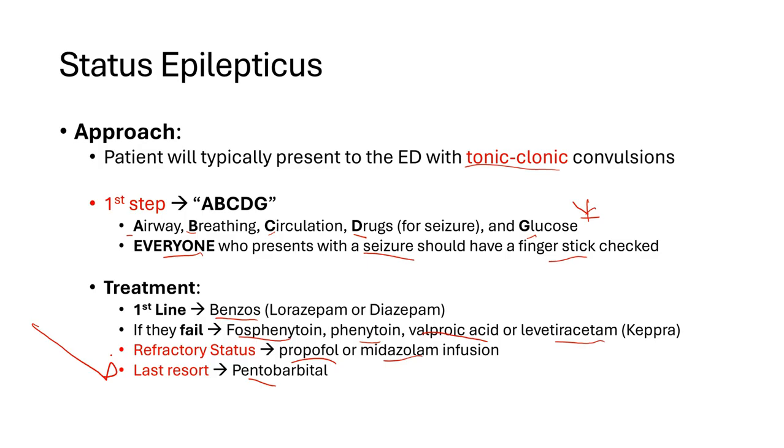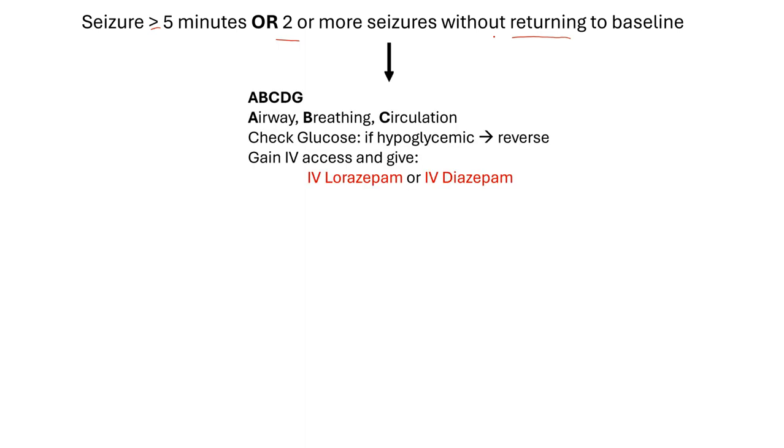Now let's go through this as an algorithm. So let's say we have someone who meets our criteria for SE. Seizures are greater than 5 minutes, or we have 2 or more seizures without returning to baseline or consciousness. Once we meet this criteria, we follow our ABCDGs. Airway, breathing, circulation. We want to make sure that this individual is protecting their airway.